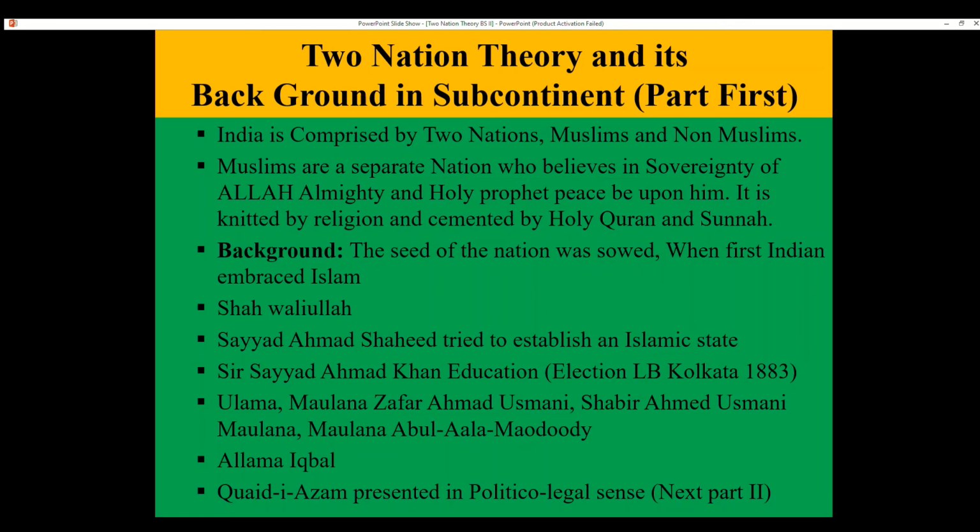Quaid-e-Azam Muhammad Ali Jinnah, father of the nation, presented his views in a politico-legal sense. We will discuss this in the next part.